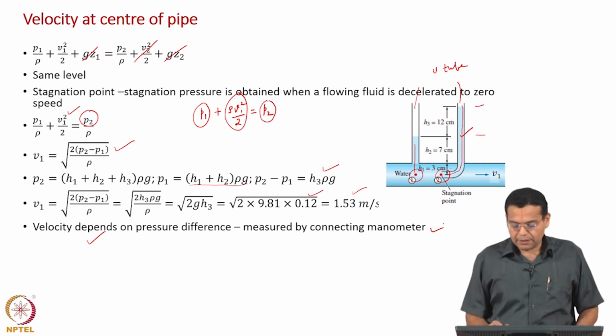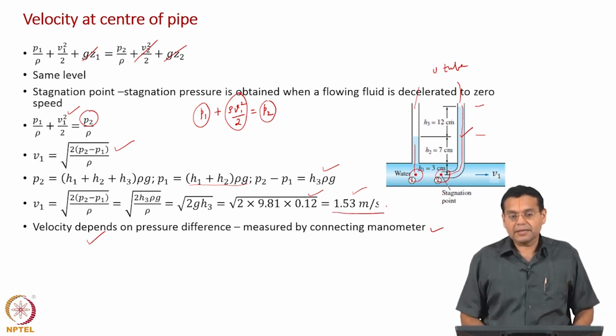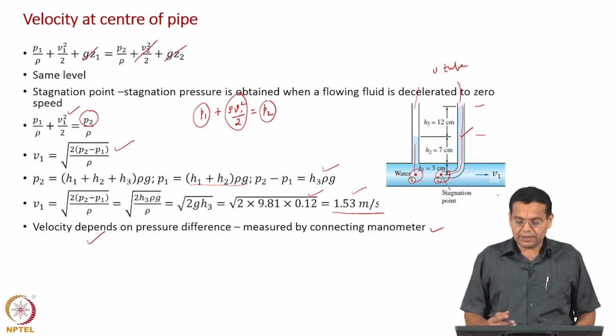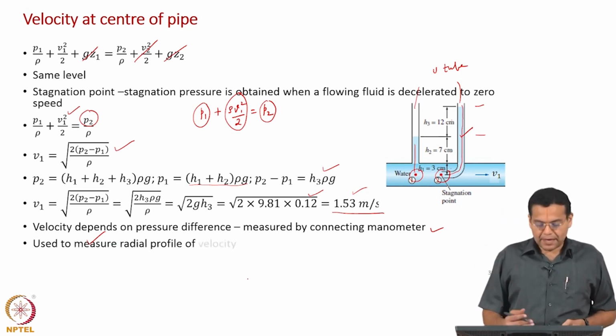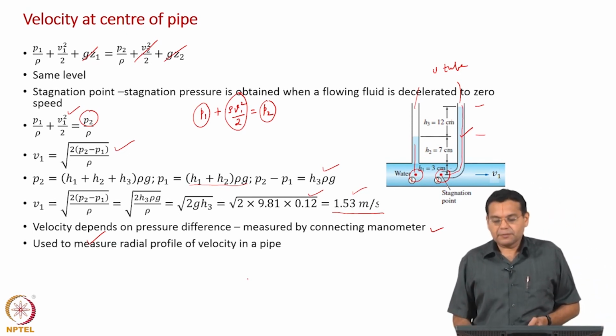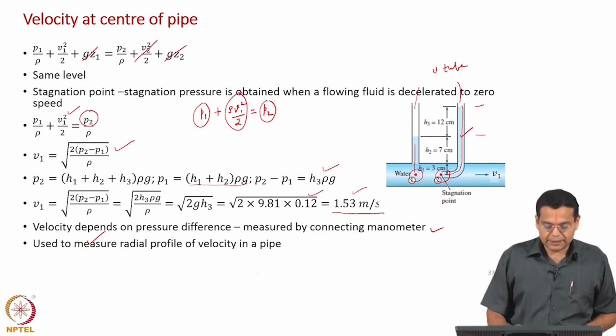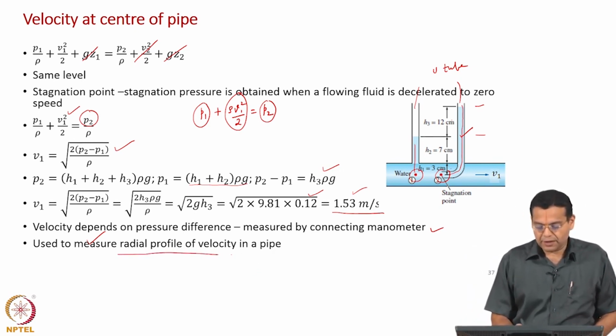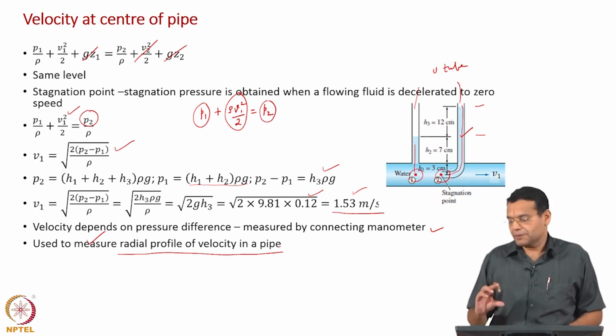And remember, we should be at high velocity because we are considering the flow to be inviscid, and in this case we are also quite away from the wall, and we said inviscid flow prevails in the region away from the wall where net viscous forces are negligible. So, that condition is also satisfied. As I told you, this method is used to measure the radial profile of velocity in a pipe, or it could even be velocity between two plates.